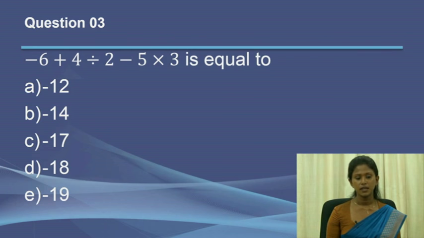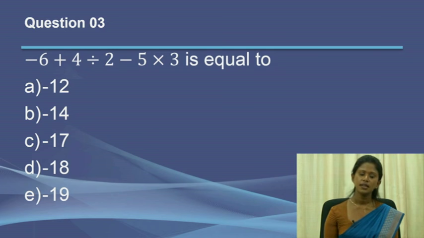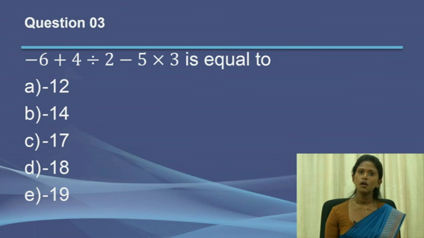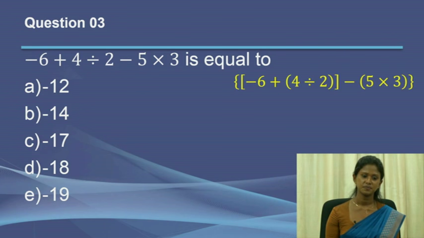In question number 3, you have an expression: minus 6 plus 4 divided by 2 minus 5 multiplied by 3. In this type of question, what you have to consider is the order of operations. I think you already know the order of operations. Normally the order comes like division, multiplication, addition and subtraction. We'll move to the solution and find how we are going to find the order and solve the question.